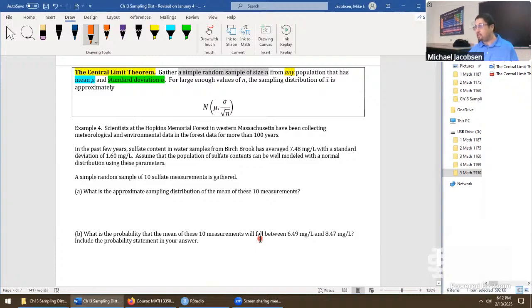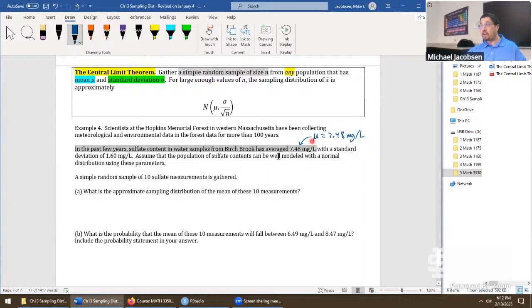They go on to say, in the past few years, sulfate content in water samples from Birch Brook has averaged 7.48 milligrams per liter. So this is historical data, but we're going to eventually model the sampling distribution through this kind of data here. So we're going to assume that mu takes on this value, 7.48 milligrams per liter. We're not necessarily saying we know that value to be exact. We're saying if this is accurate, what could happen when we go to take a sample of size 10?